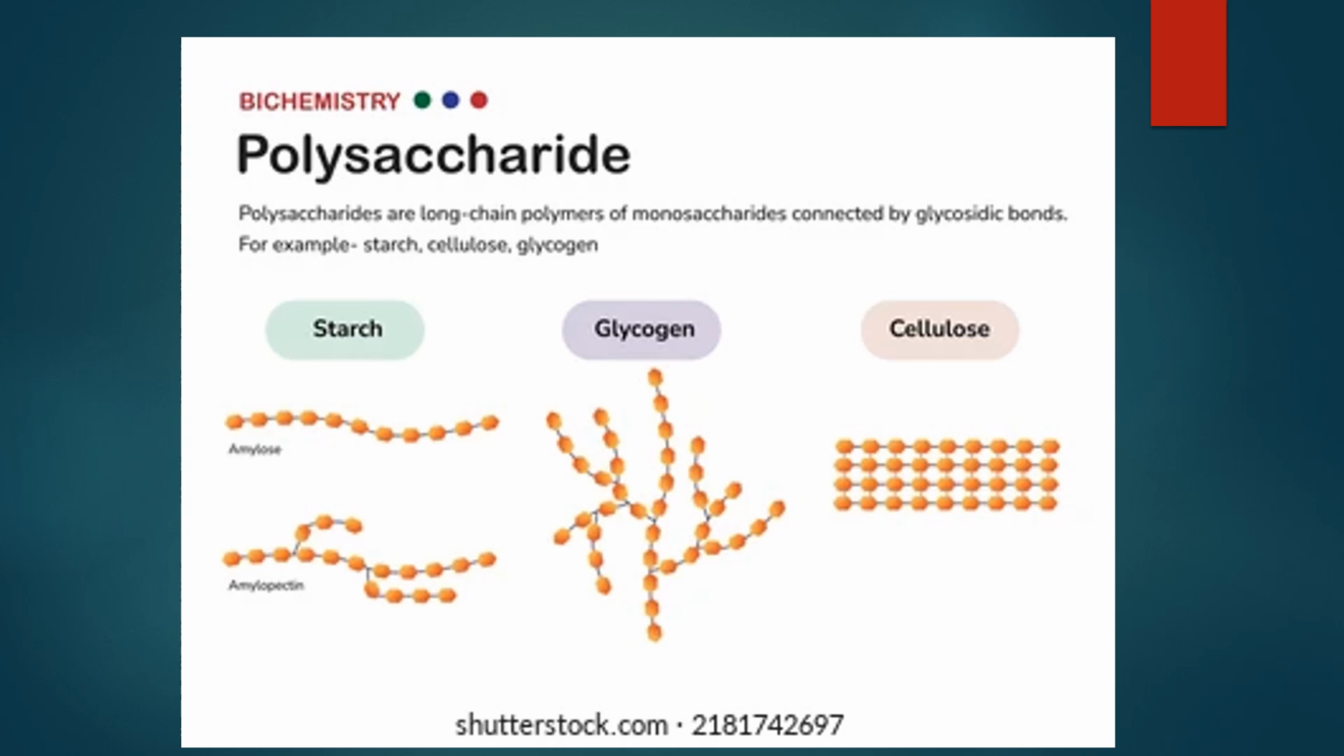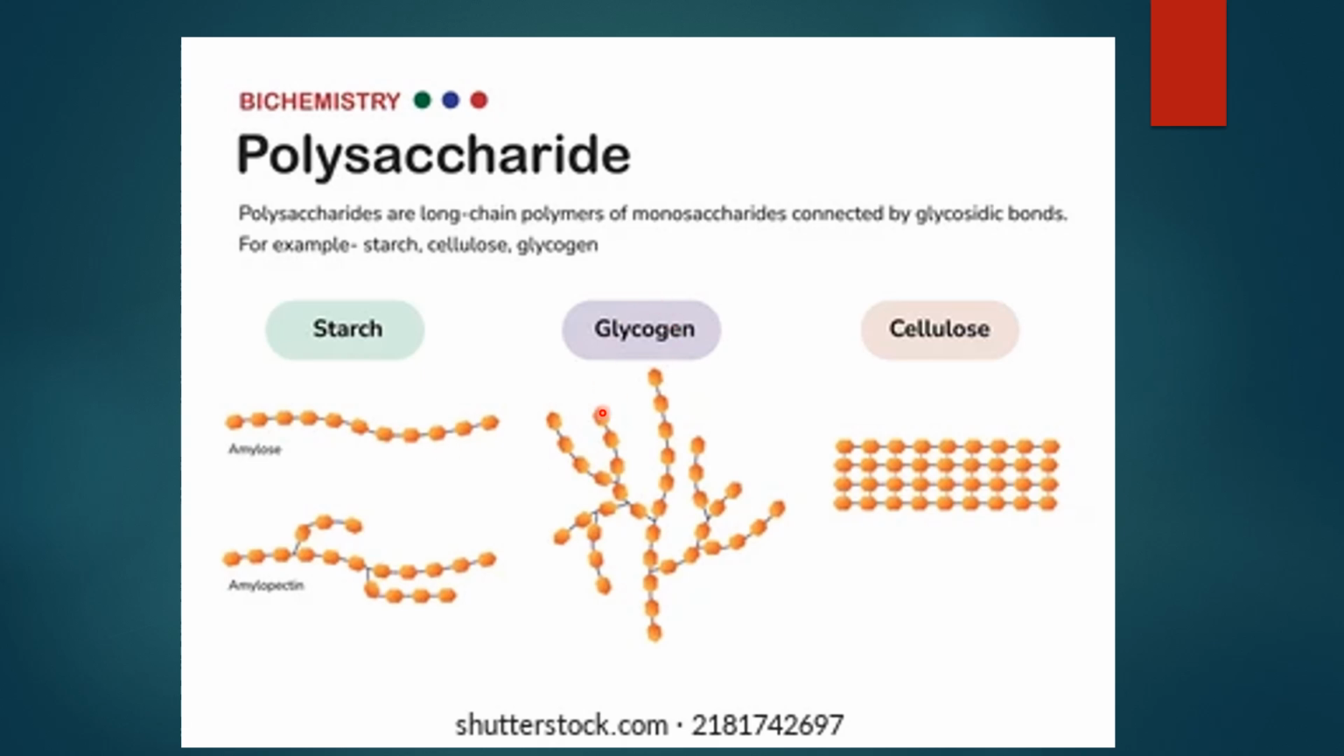So, as you know, the polysaccharides are long chain polymers of monosaccharides. They are connected to each other with glycosidic bonds. For example, this is a starch, which consists of amylose and amylopectin, which is a branched section, and the amylose is a linear structure without branching.